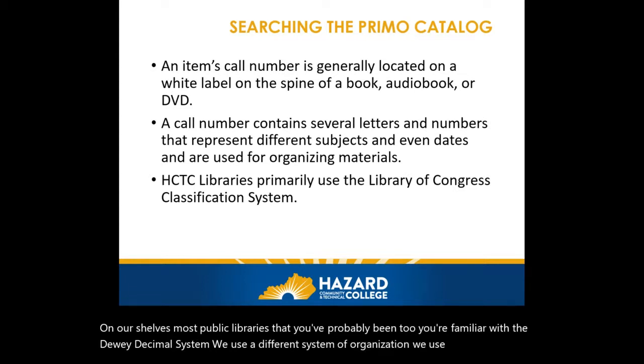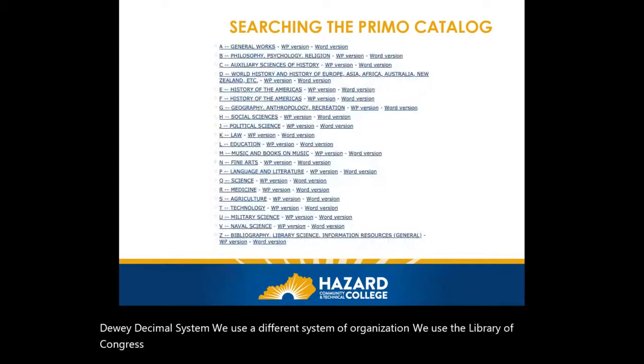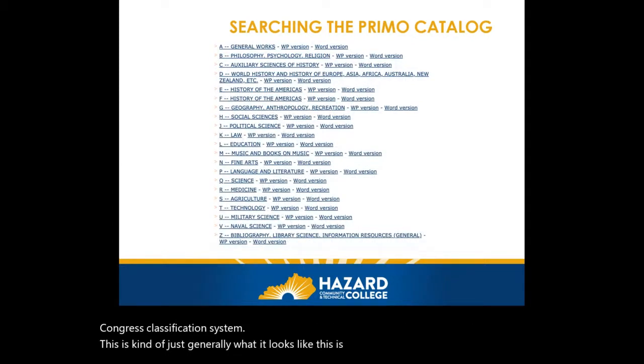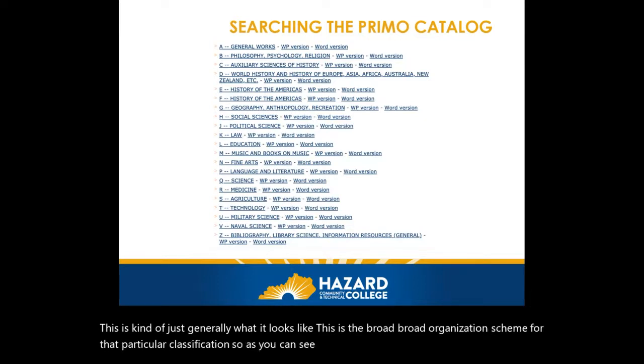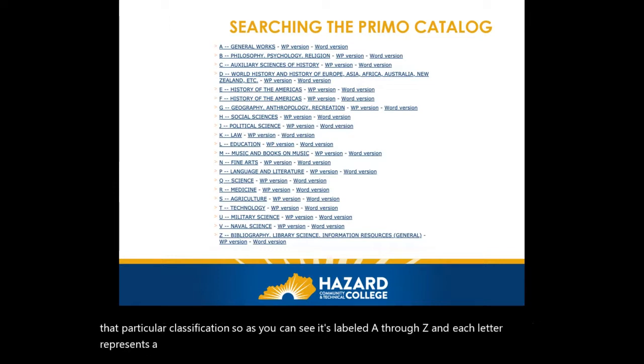We use the Library of Congress classification system. And this is kind of just generally what it looks like. This is the broad organization scheme for that particular classification. So as you can see, it's labeled A through Z, and each letter represents a different discipline.